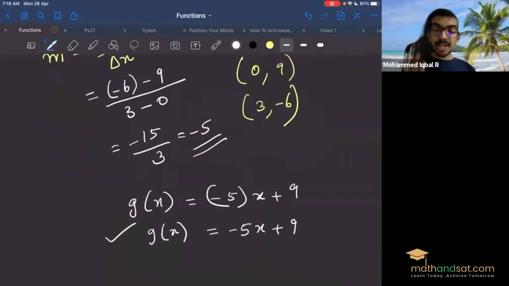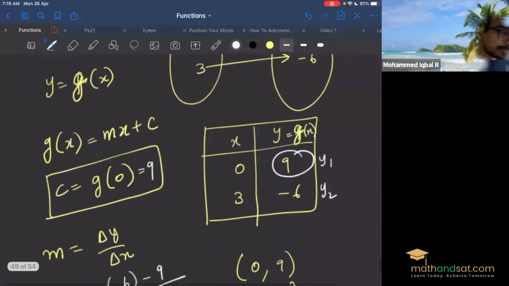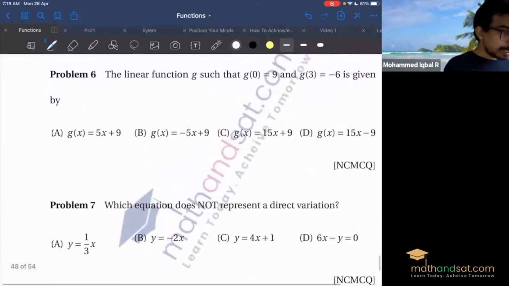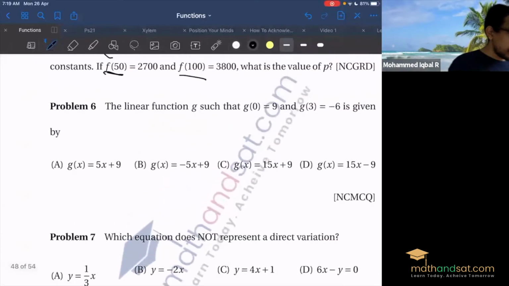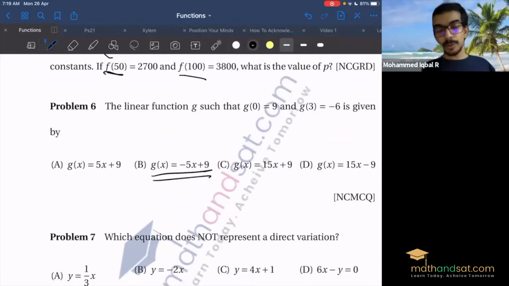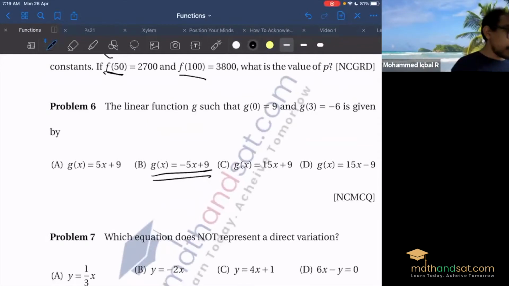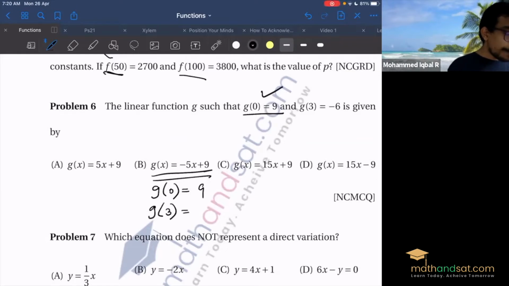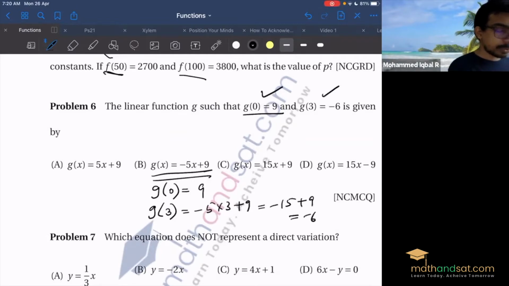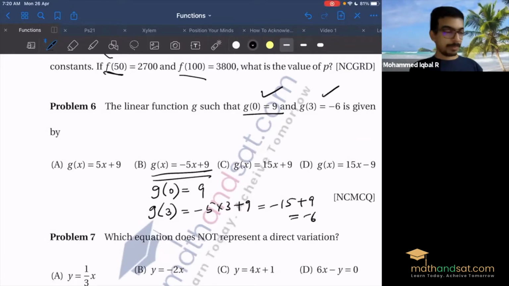Now, if you want to verify your answer, g of x is equal to minus 5x plus 9 is the answer. How do we verify? You just put x is equal to 0. G of 0 will come out as 9. So this statement is true. Now g of 3 will come out to be minus 5 into 3 plus 9, which is minus 15 plus 9, which is minus 6. So that is our answer.